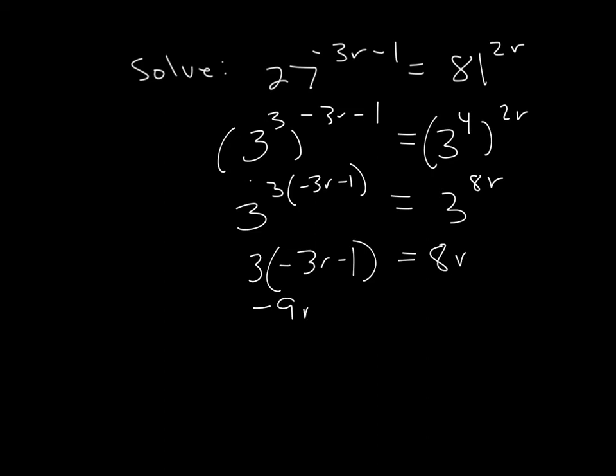Negative 9r minus 3 equals 8r. How about we just leave the negative 3 here, but we'll move the 9r over there so you get 17r, and then divide by 17, and you get negative 3 over 17.